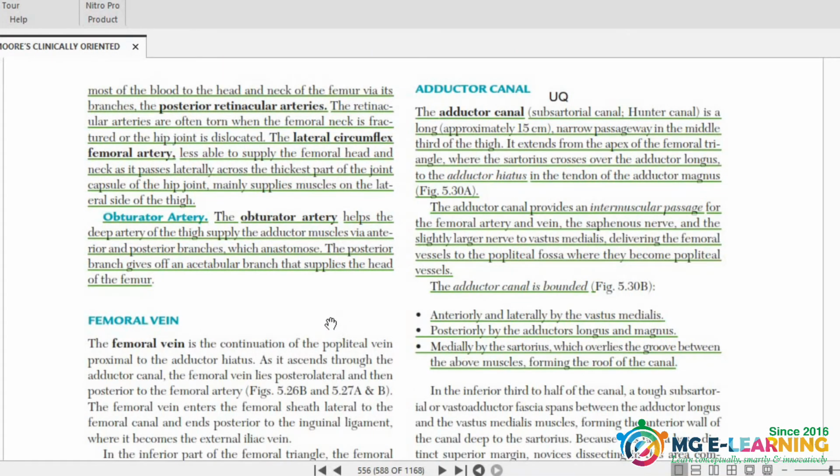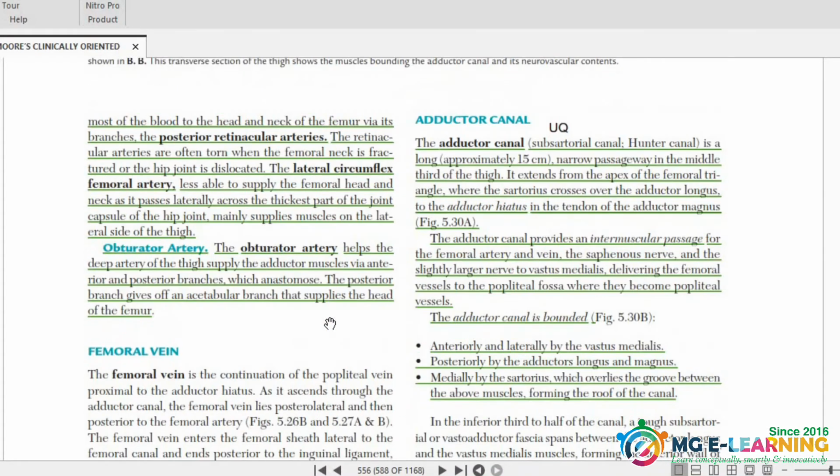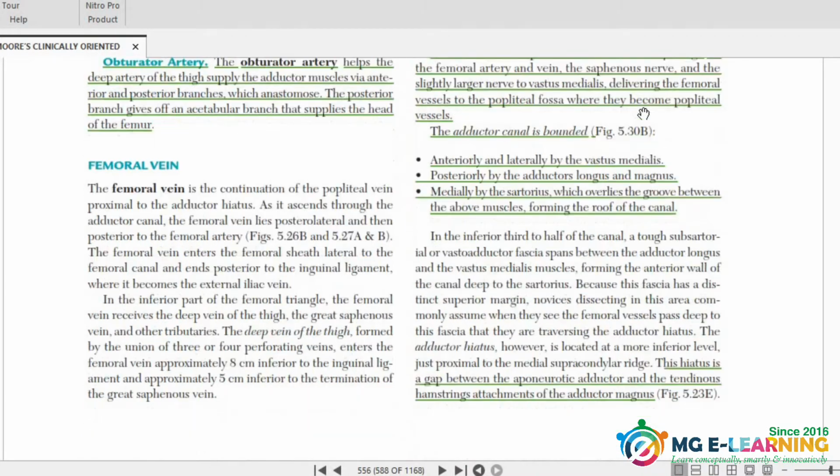Now femoral vein, it is not as such important, but you have to read it. Next is the adductor canal. It is also very important from the LAQ point of view. You have to know its boundaries and its content.